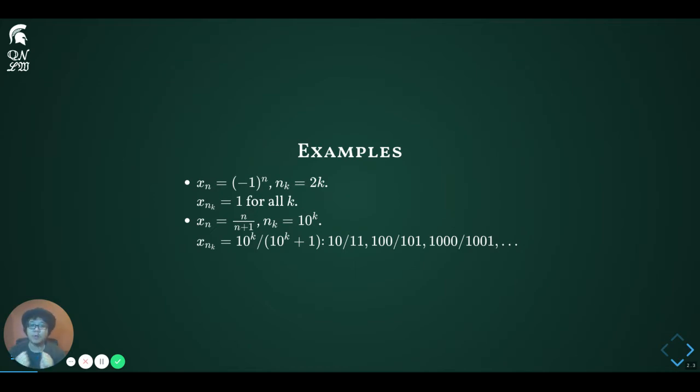The second term of our subsequence is the 100th term of the original. And the third term of our subsequence is the 1000th term of the original, and so on. Plugging this in, we see that the subsequence x sub n sub k, which we remember is indexed by k, has a formula in terms of k given by 10 to the power k divided by 10 to the k plus 1. The first few terms are 10 over 11, 100 over 101, 1000 over 1001, and so on.